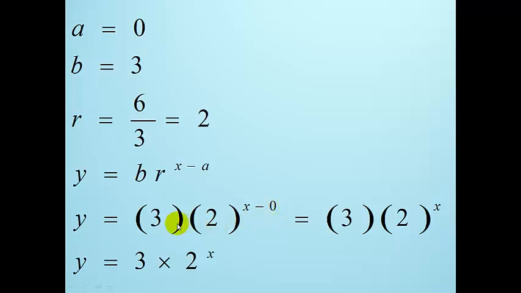So by substitution, we have 3 times 2 exponent x minus 0. Now x minus 0 equals x, and therefore we have y equals 3 times 2 exponent x. Now because of the exponent x, we can't multiply 3 by 2 to get 6, and so y is equal to 3 times 2 exponent x. So y equals 3 times 2 exponent x is the rule of the exponential mapping that was given.